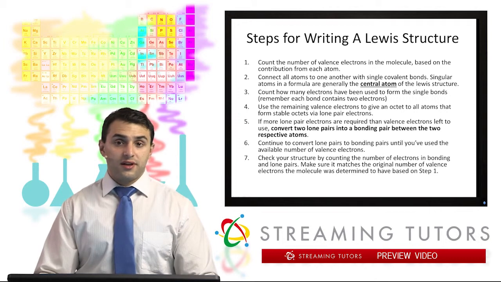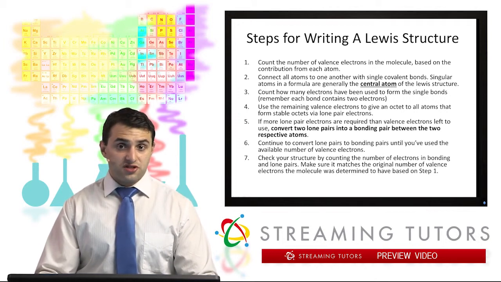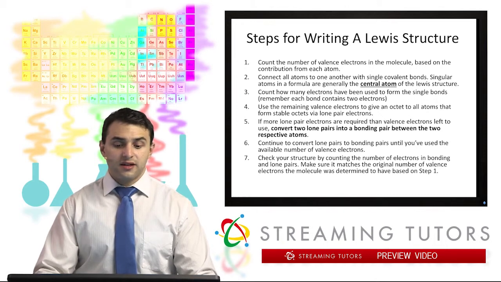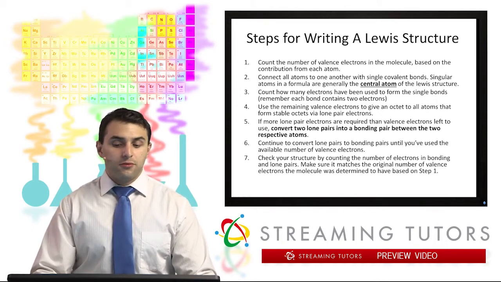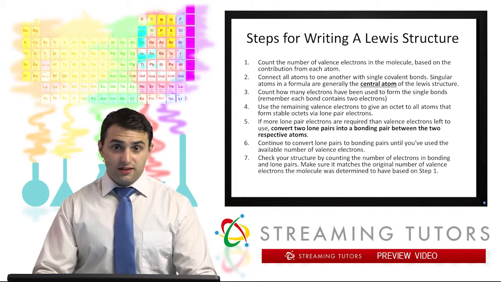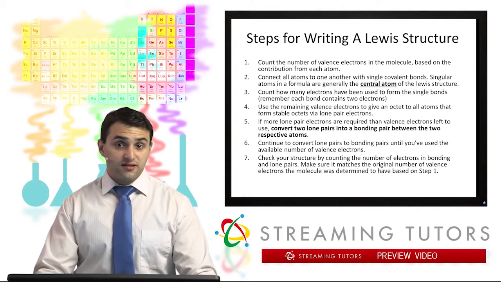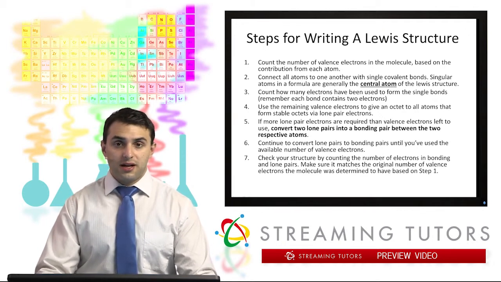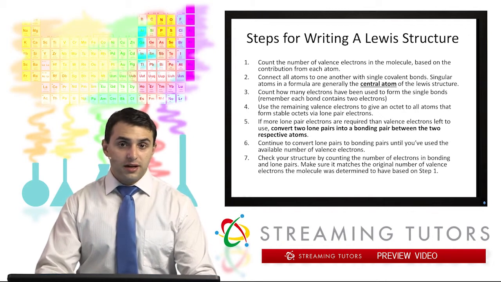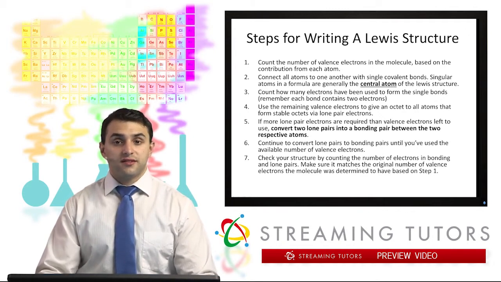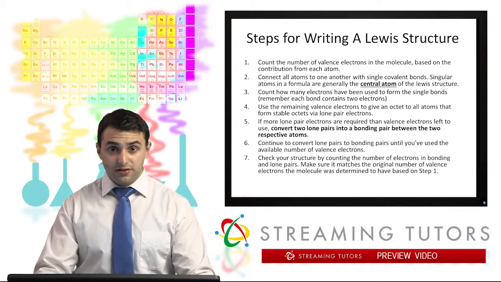Next, we're going to connect all the atoms with single covalent bonds just to start with. We'll get into how to connect those in the next slide. But we're going to connect them. We're going to have a central atom most likely. As I said, we'll go into that in the next slide. So once everything's singly covalently bonded, next we're going to count how many electrons are in the structure. We're going to count up how many lone pairs there are, how many bonding pairs there are, and that's going to be the total number of electrons in our structure.